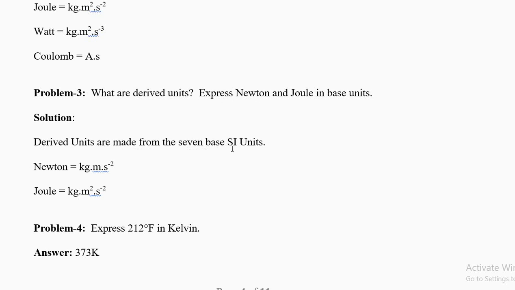Newton is kilogram meter second minus 2. Joule is kilogram meter square second minus 2. So you don't have to crudely memorize them, understand. Think about a formula. What is Newton? Newton is unit of force. What is force? Mass into acceleration. This is one way of looking at it. Now you know the mass unit is kilogram, acceleration is meter second minus 2. So your Newton is kilogram meter second minus 2. Remember it with the help of a formula.